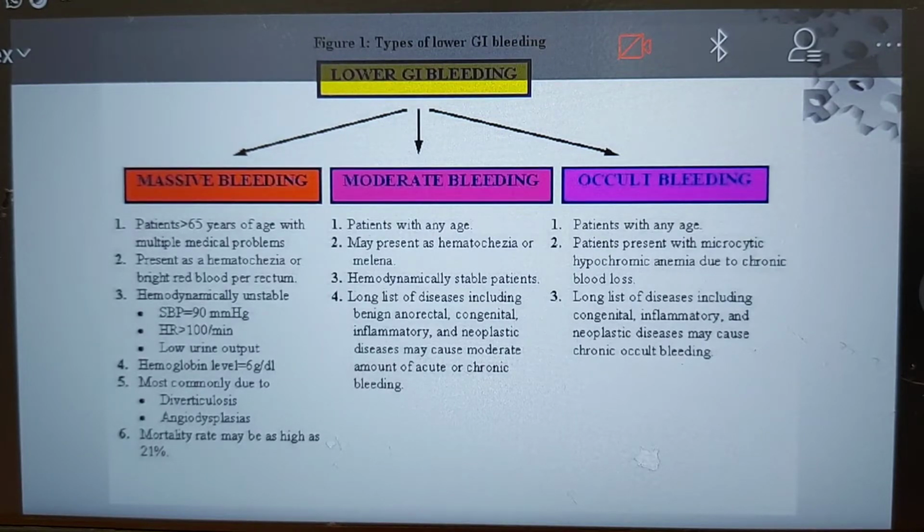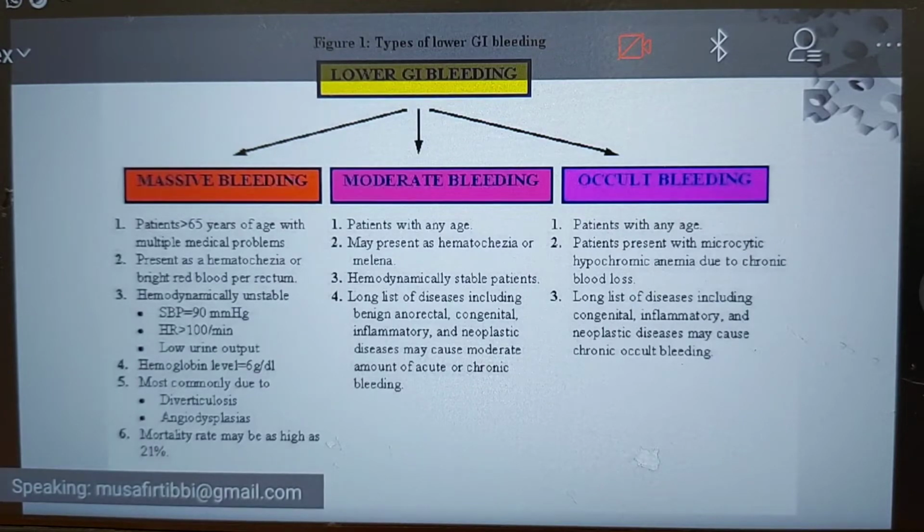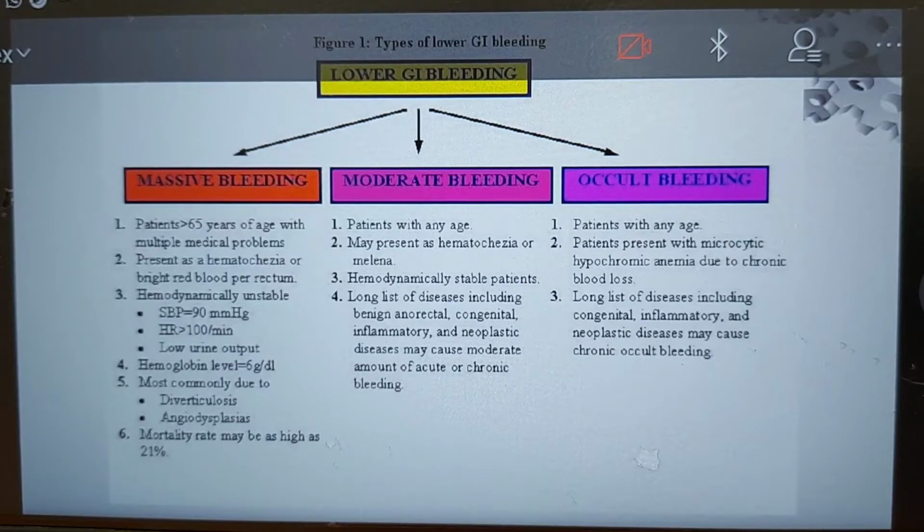For moderate bleeding, the patient can present at any age, and the presentation is the same. The patient will present with hematochezia, but compared to massive bleeding, the patient will be comparatively more stable, though we still have to monitor the vital signs. The causes can be a long list, including benign anorectal causes such as hemorrhoid, inflammatory causes, or neoplasms like carcinoma.